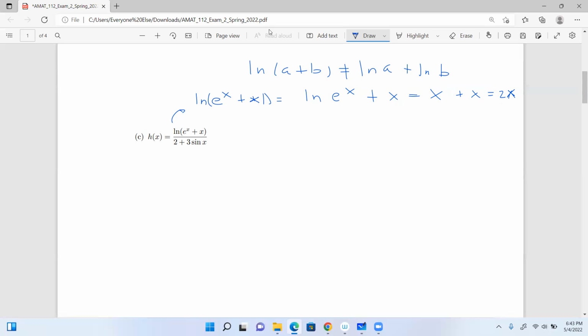For this one, we have to remember that if you take the derivative of, say, ln of k to the x, so a function k to the x, we differentiate this.